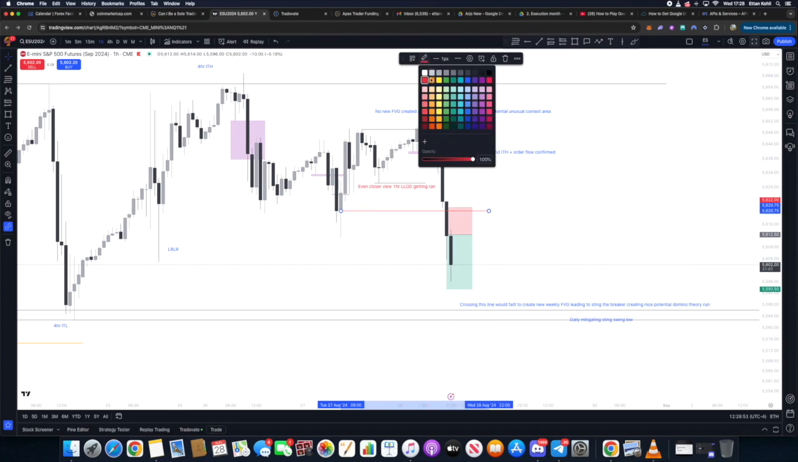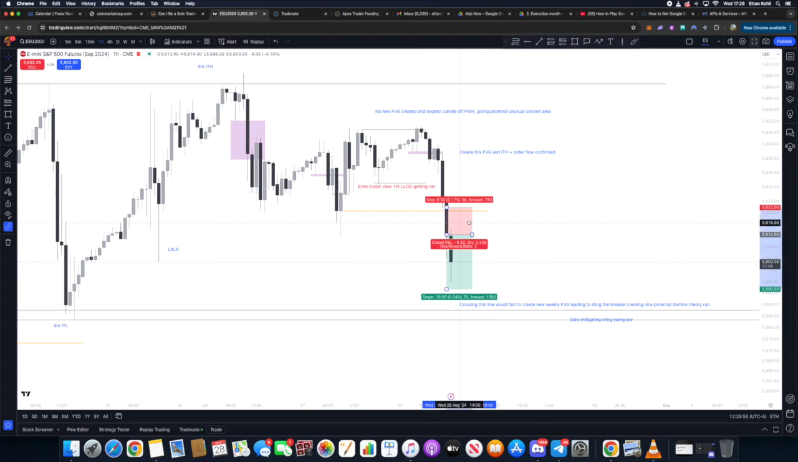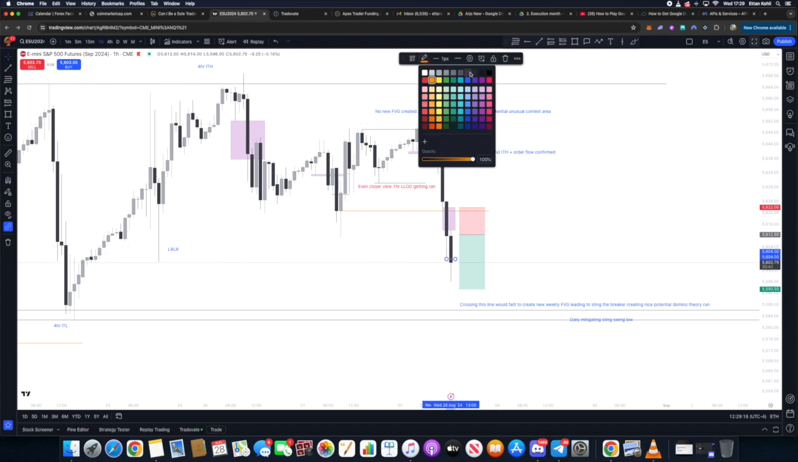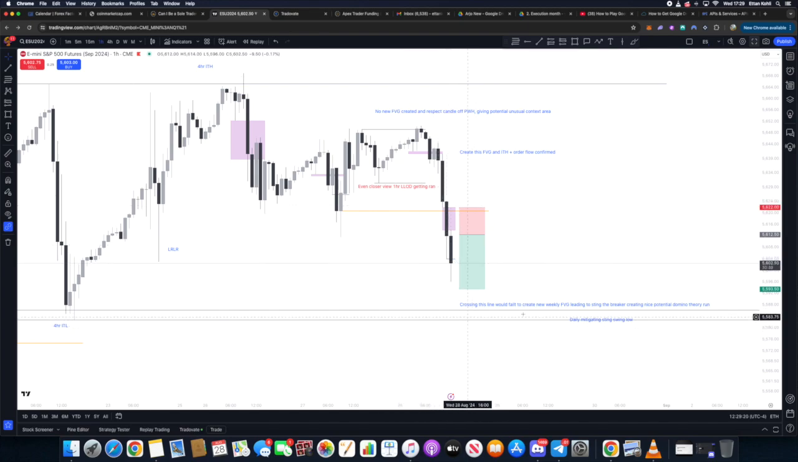I have mine in orange. Move that to the side. You then have this fair value area overlapping this 1 hour, but it seems as if we're going to run this 1 hour candle, and a run on this would signal that you're going to go for this, before retracing back into here.